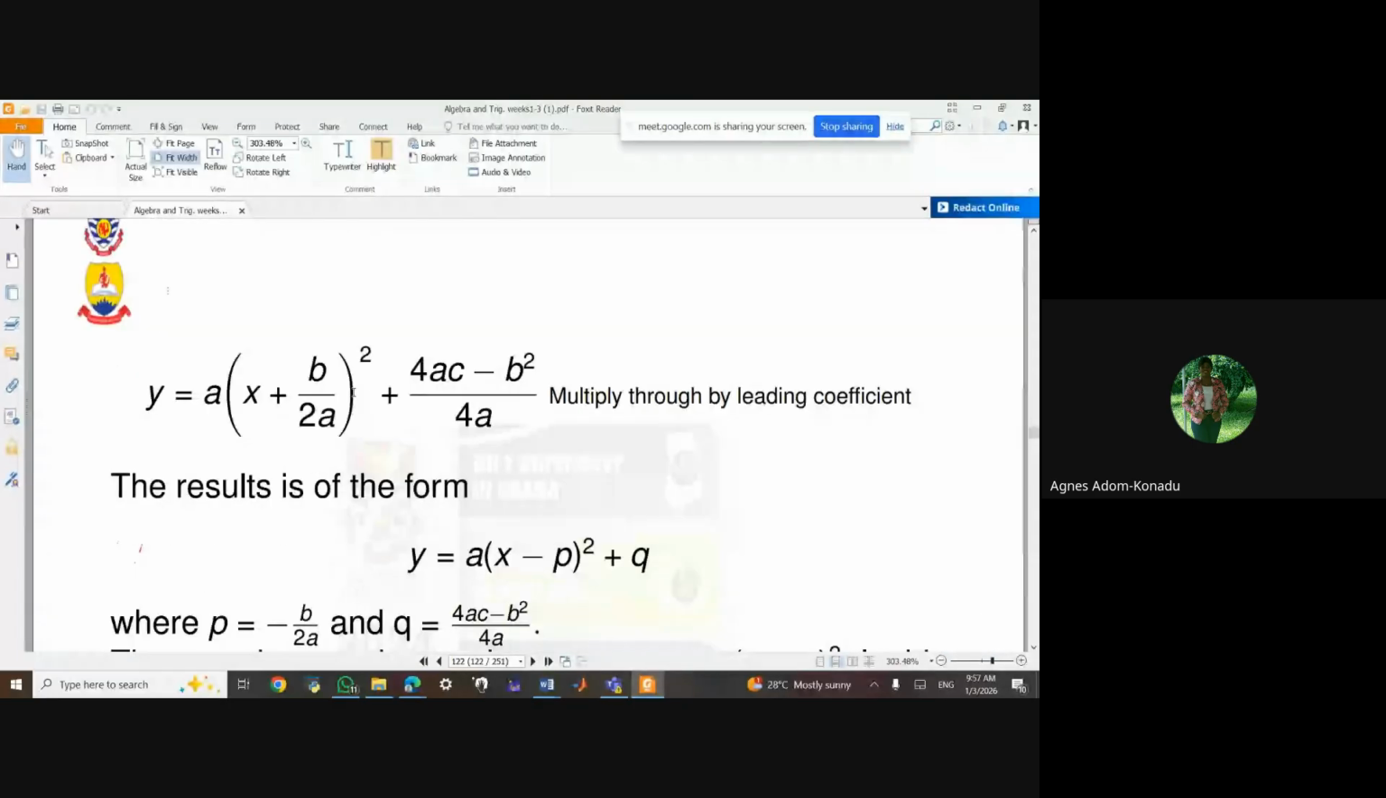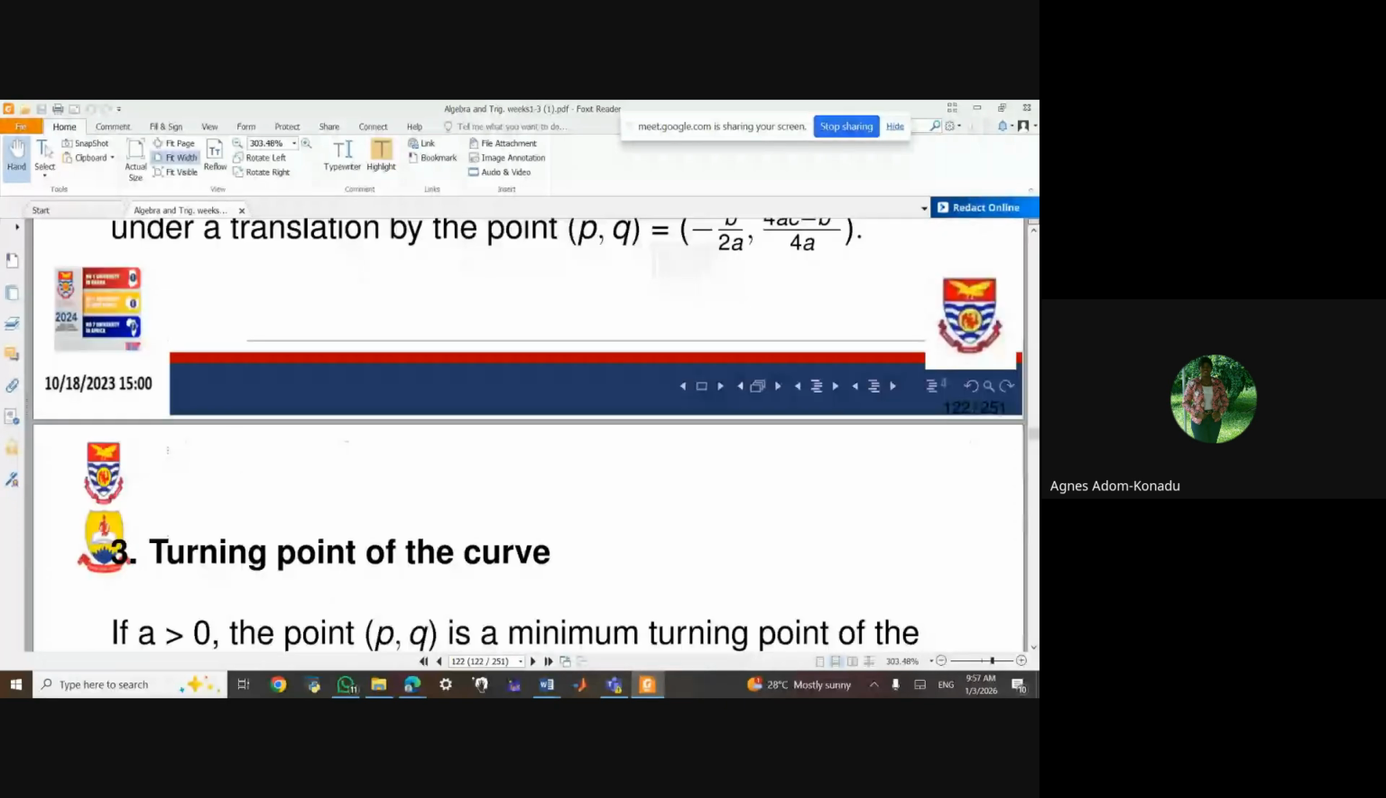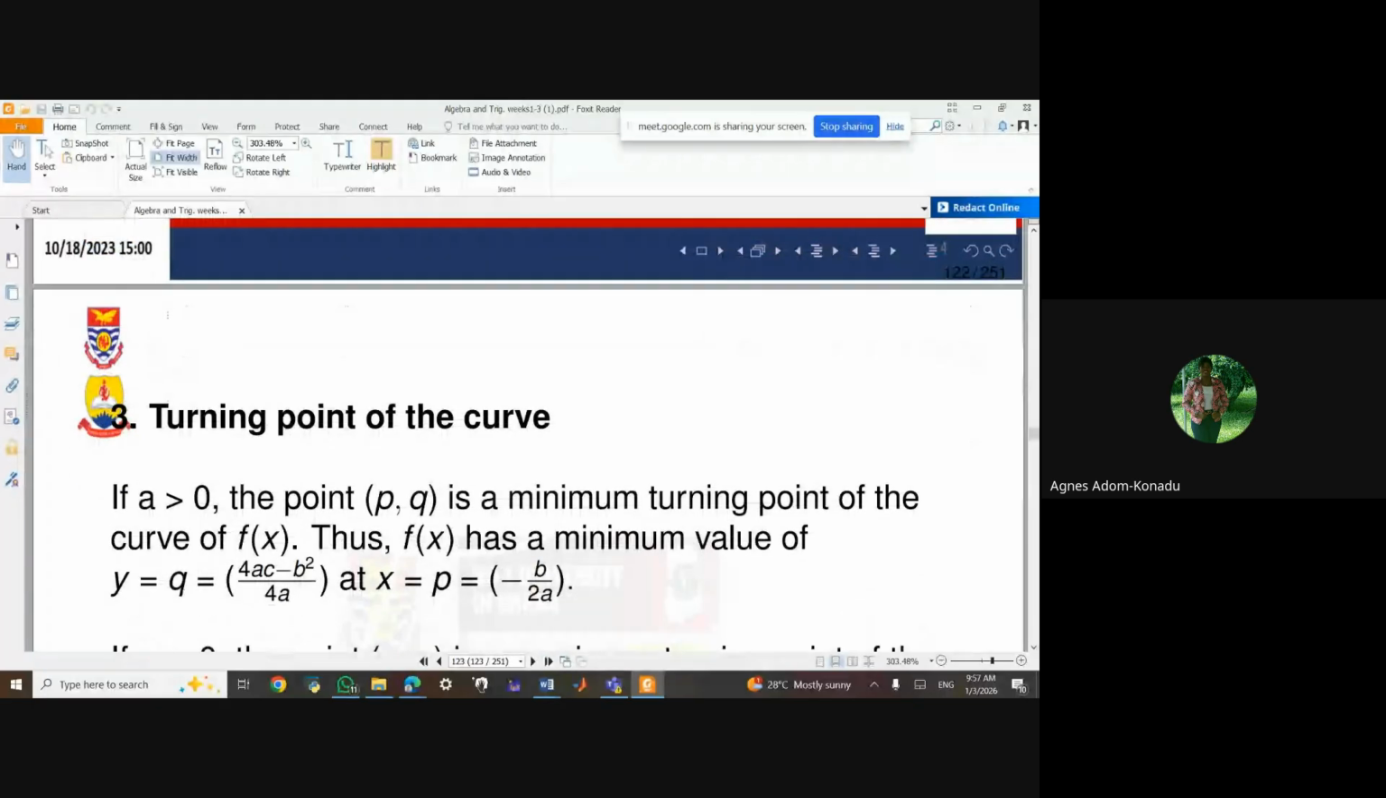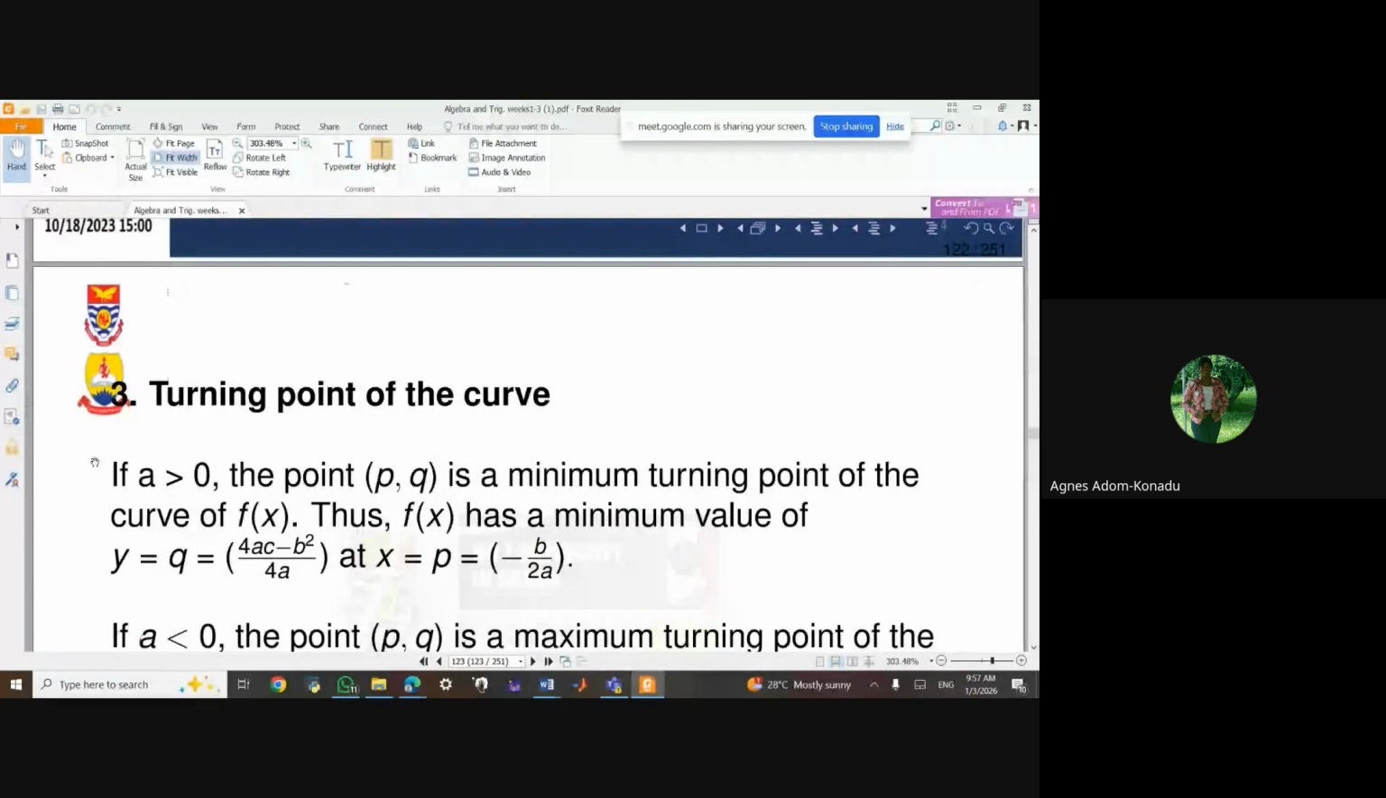Now, if I want to find the zeros or the roots or the x-intercepts, it means that my y should go to 0. My y-intercept, my x-intercept, y should go to 0. But let's continue. I think we have to look at the turning point of the graph first. It says that if a is greater than 0, then we know that we're going to get a minimum turning point. So the point PQ is a minimum turning point of the curve.